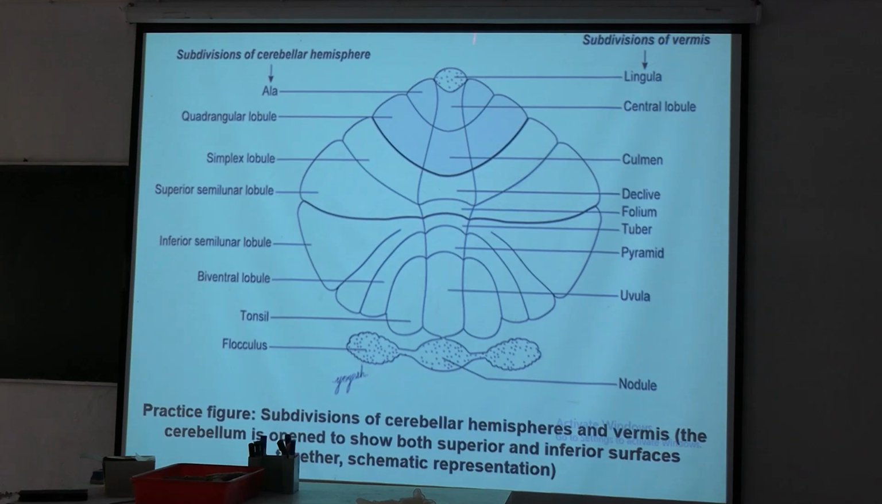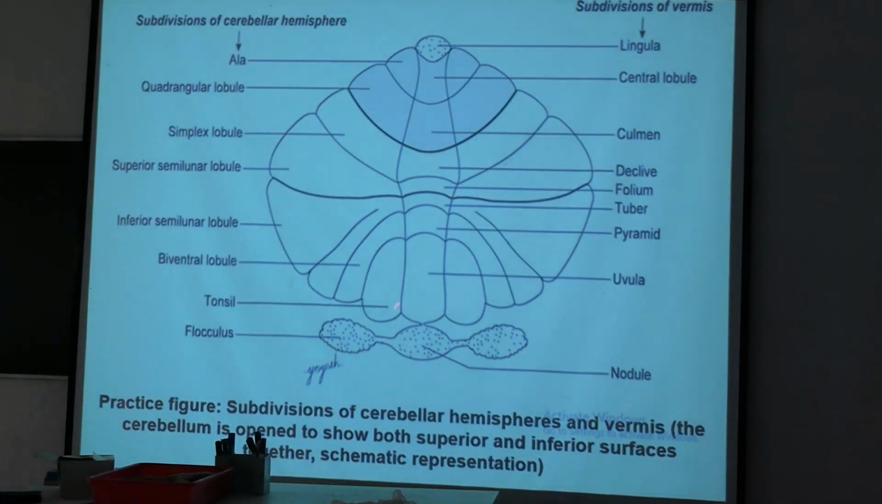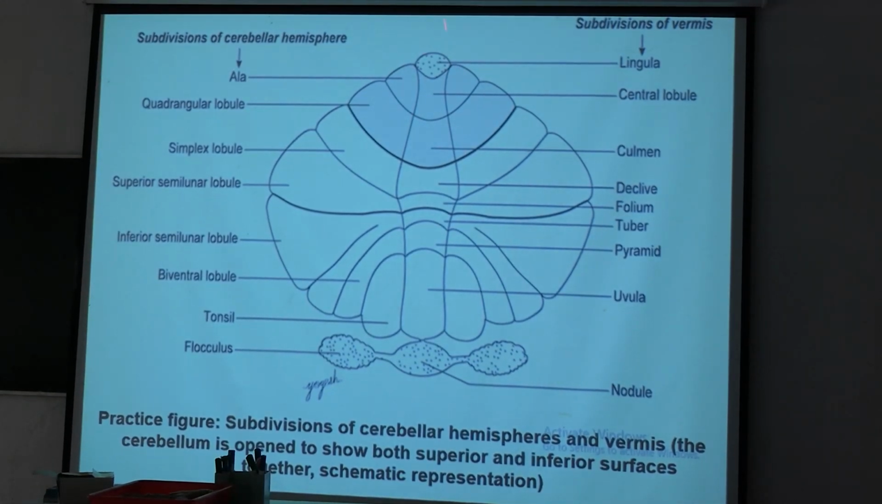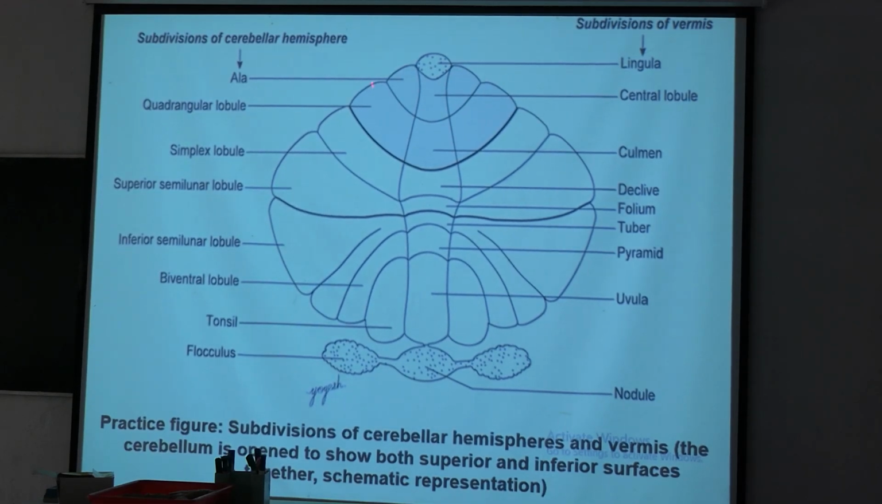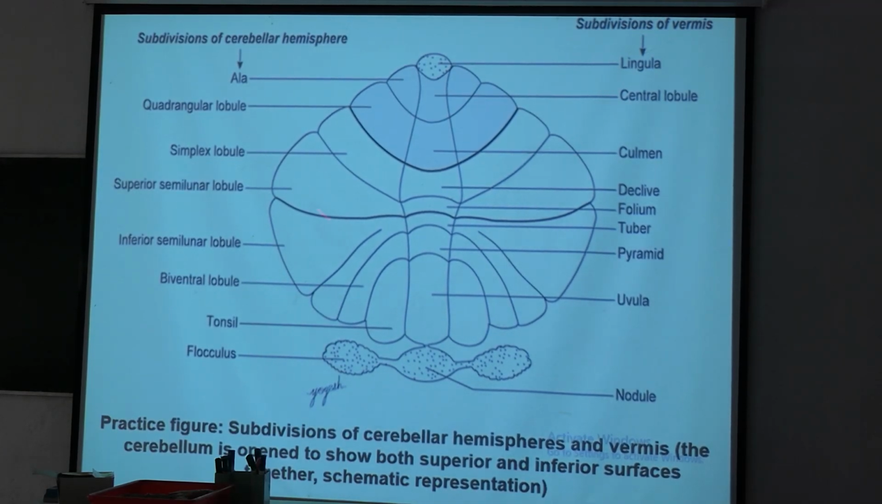Next you see different parts of the vermis and the corresponding parts of the cerebellar hemispheres, and they have different names. First, the parts of the vermis: lingula, then central lobule, then culmen, declive, folium, tuber, pyramid, uvula, and nodule. All these are parts of the vermis. For lingula, there is no corresponding part. Central lobule, there is ala. Near the culmen, there is quadrangular lobule. Near the declive, there is simplex lobule.